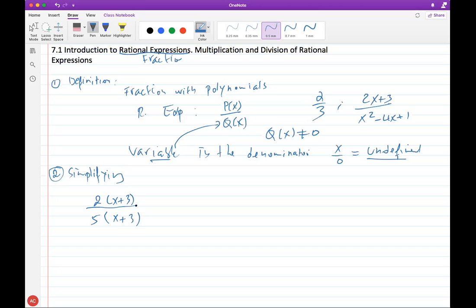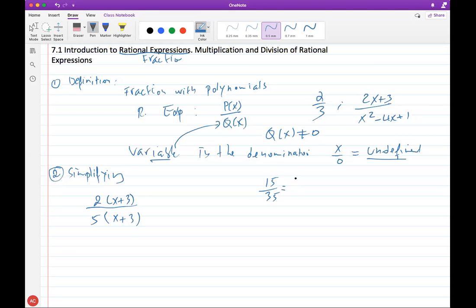Okay, so this is a rational expression here. Just like with regular fractions, for example, let's say you have 15 over 35, which is a regular fraction. How can you simplify this fraction if we wanted to? You could divide it by 5. That's right, we can reduce this by 5.